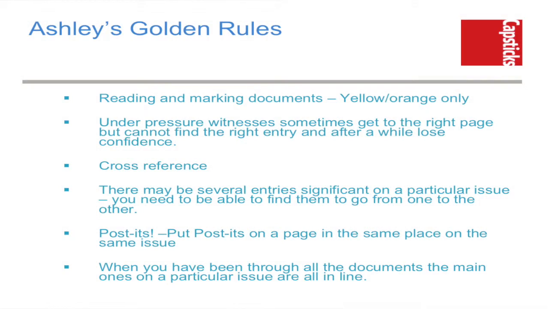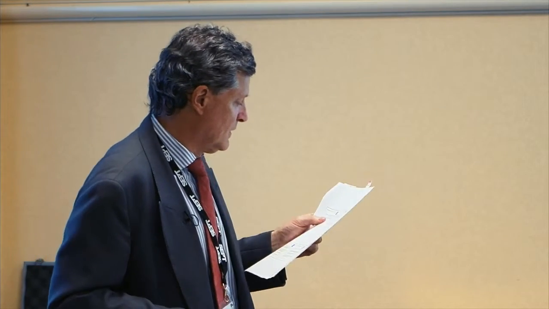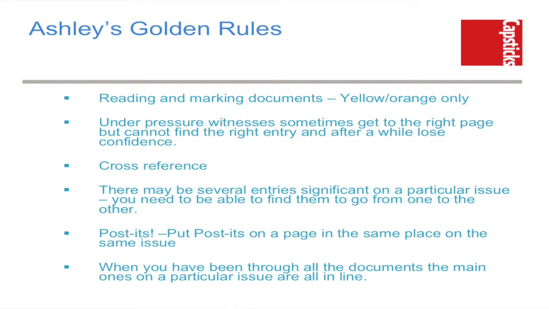So these are my golden rules. Unfortunately, they're a bit faint. I don't know whether you can read them, but reading and marking documents, yellow and orange only. That's because if you photocopy, sometimes I get notes, and the only thing that I can't read is the very thing that's the most important, because somebody's highlighted it in blue, would you believe? There's one born every minute. Under pressure, witnesses sometimes get to the right page and they can't find the right entry. So if you've got clinical notes, you need to get a photocopy of them so that you can highlight them.